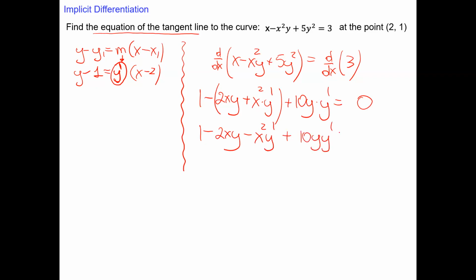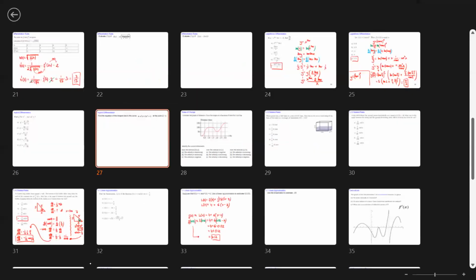This one is good. One thing that we may take advantage of, instead of isolating y prime like we did in the previous exercise, is that we're looking for y prime at the point (2, 1). That means x is 2, y is 1. Let's substitute and then solve, because we're not looking for the formula like in the previous problem.